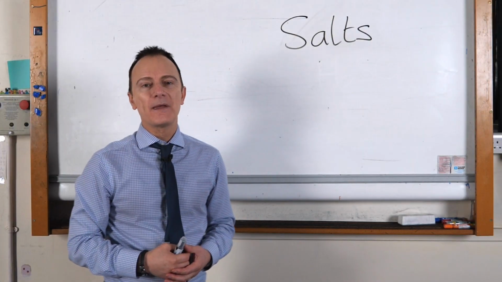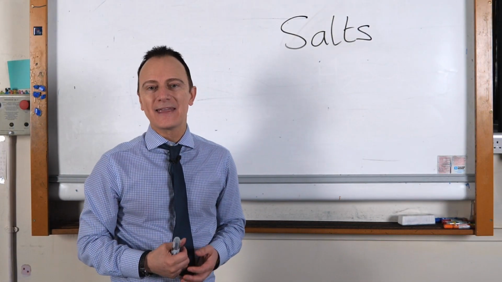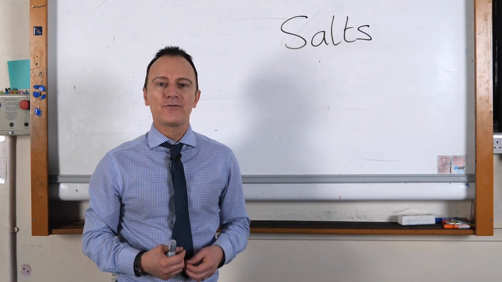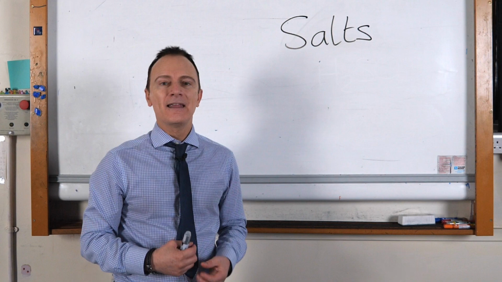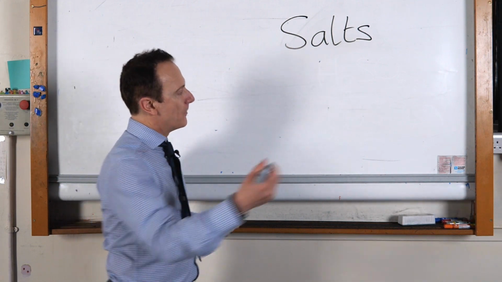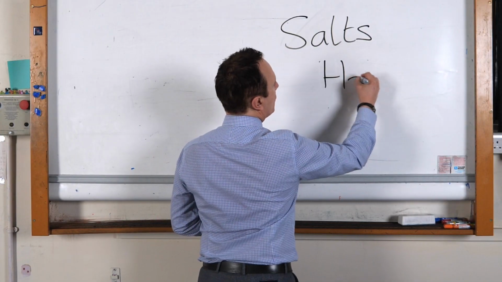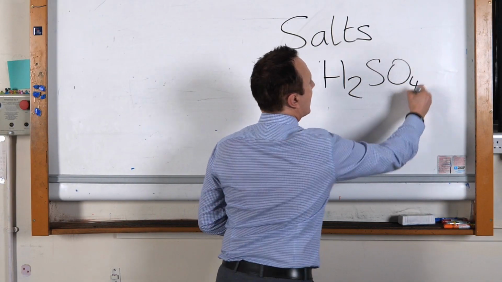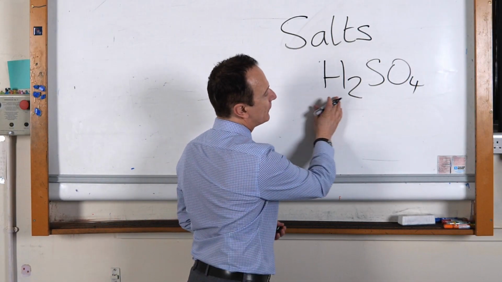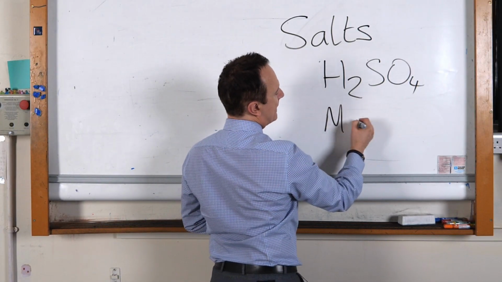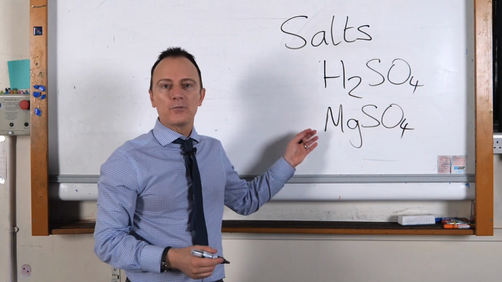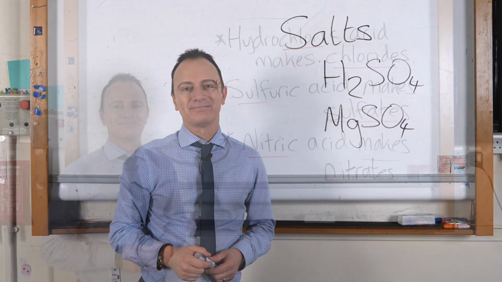The next part of the topic focuses on different ways of making salts. In chemistry, a salt is a substance made from an acid when that acid has had its hydrogen replaced by a metal. So what does that mean? Well, if we start off with sulfuric acid, for example, and react it with magnesium, the magnesium replaces the hydrogen of the sulfuric acid, and we get magnesium sulfate. So that's one example of a salt.